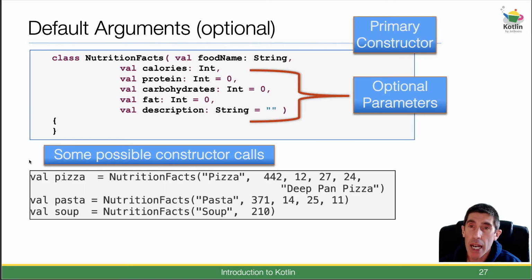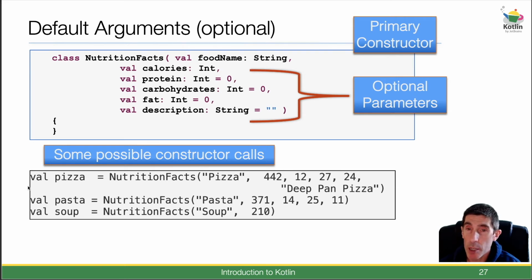Here's our class NutritionFacts. There's quite a lot there actually: 1, 2, 3, 4, 5, 6 arguments getting passed in. We have declared them all as vals, and we declared our types, so food name is a String, calories is an Int, but notice protein is an Int assigned 0, so we give default values for protein, carbohydrates, fat, and description. That means they are optional parameters when we use this NutritionFacts class and create an object of type NutritionFacts.